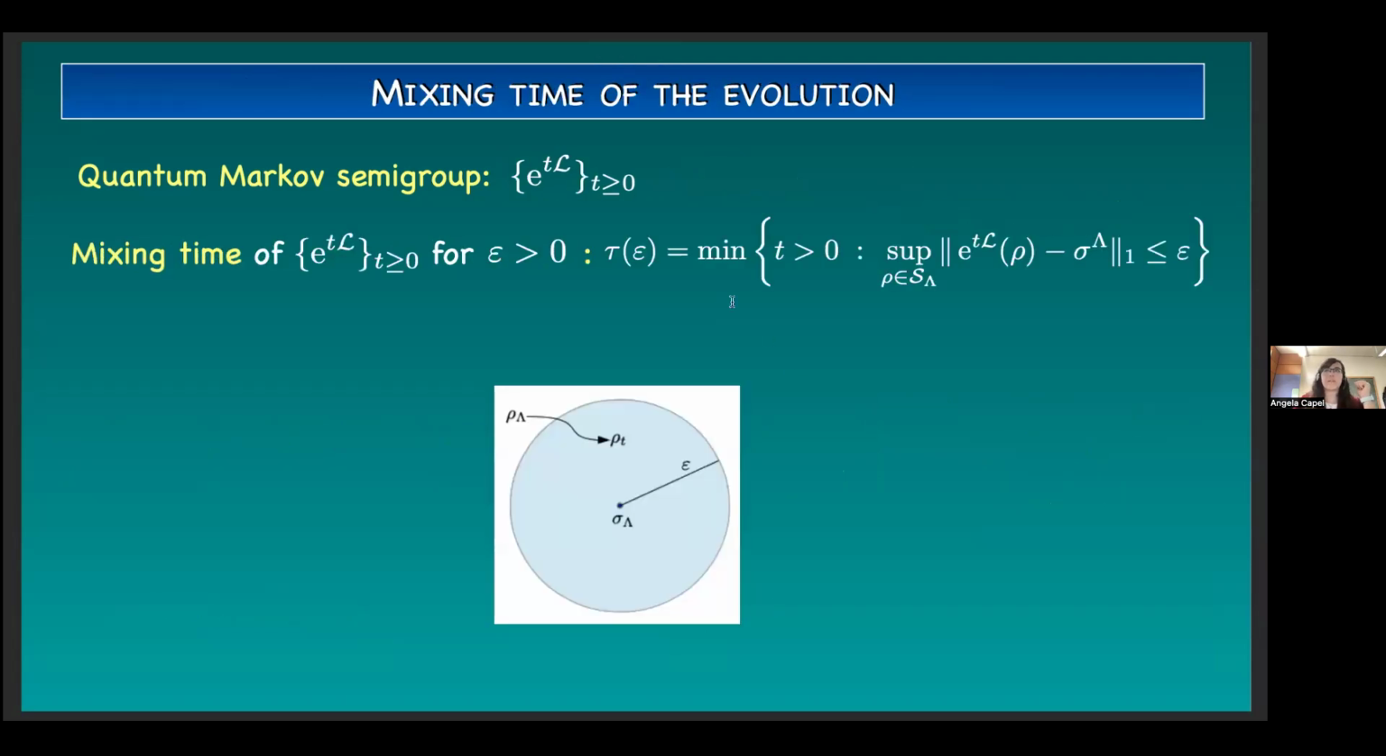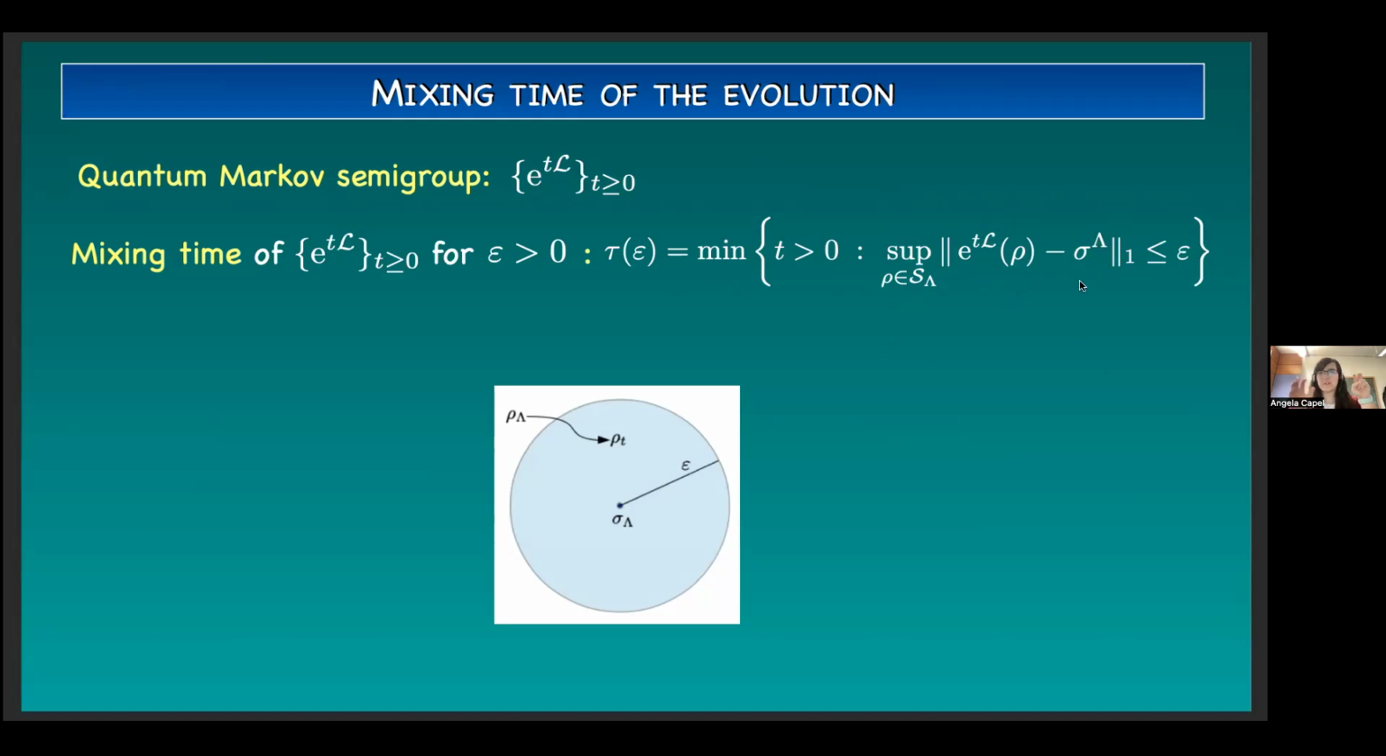And there are some ways to measure this speed of convergence. Here, what we are using is something that is pretty natural. It's called the mixing time of the evolution. And the mixing time of the evolution is given, for any positive epsilon, by the expression that I'm writing here, which is the minimum instant of time such that any evolution of any possible initial state after that time is already almost indistinguishable from the fixed point of the evolution.